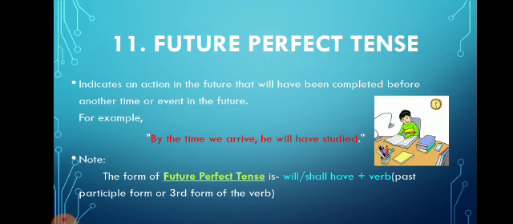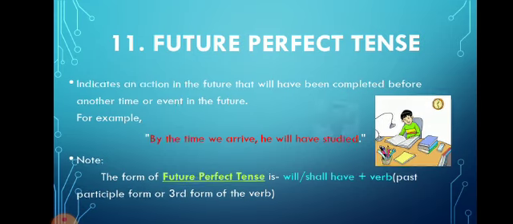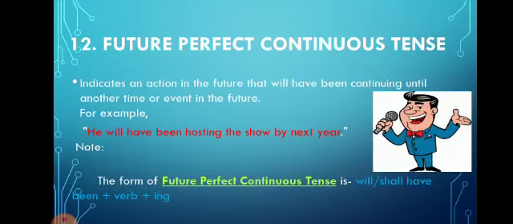Subject plus will or shall plus have, because this is perfect form, right? After will or shall we should use only have, not has or had. Have plus verb in third form, past participle form. Let's move to the last tense, future perfect continuous tense. It indicates an action in the future that will have been continuing. It will have been continuing. I think it will have been continuing.